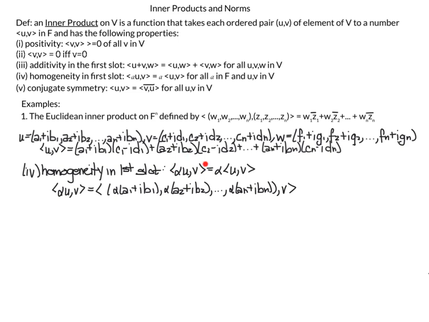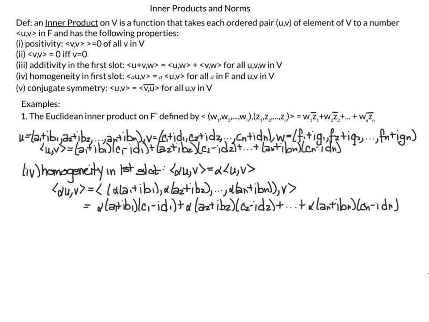Looking at the left-hand side first, the inner product of alpha u, v is equal to, now my alpha u, just every term of u gets multiplied by alpha. So alpha times a1 plus ib1, alpha times a2 plus ib2, up to alpha times an plus ibn, inner product with v.